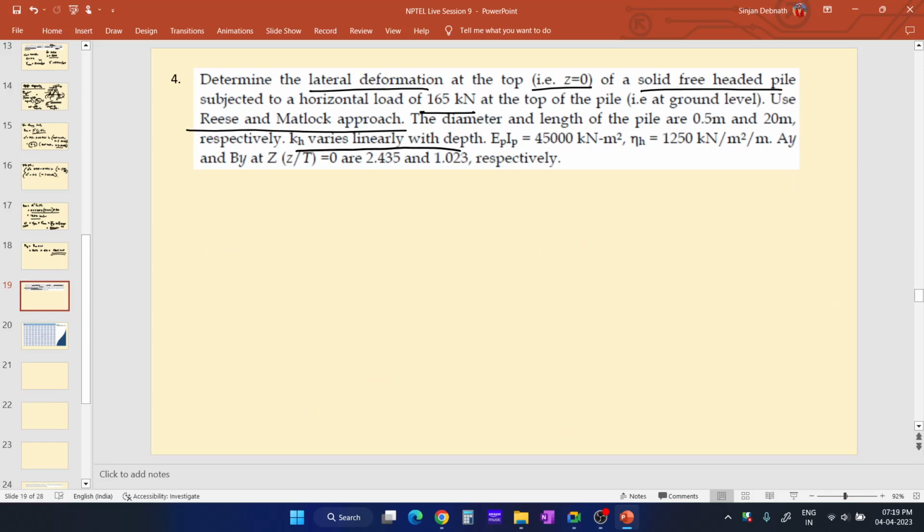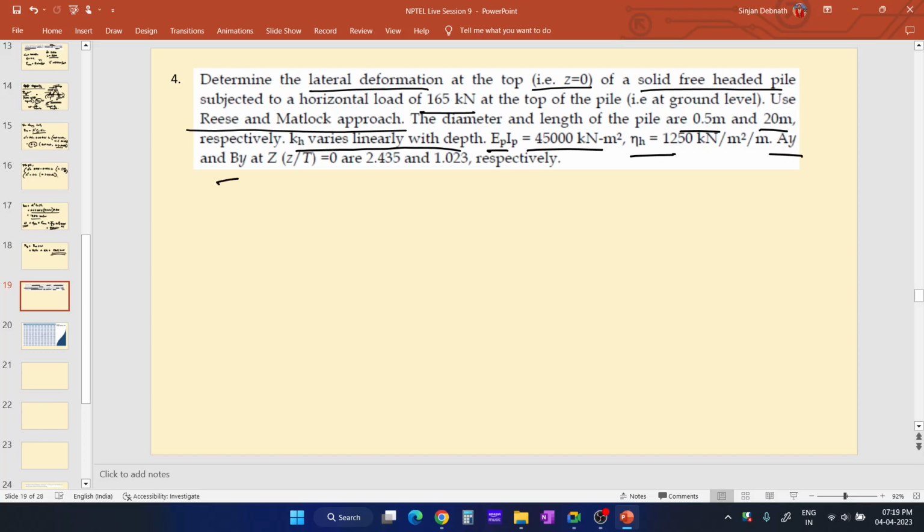Let me see all the other data given in this question. The diameter of the pile is 0.5 meter and the length is 20 meter. KH varies linearly with depth. The flexural rigidity of the pile, that is EpIp, is 45,000 kilonewton meter square, and eta H is 1250 kilonewton per meter square per meter.